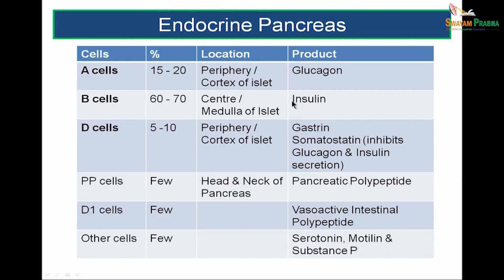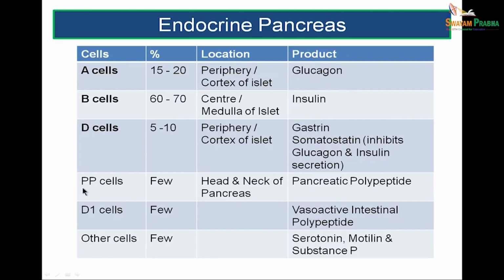Now, all of us know what is insulin. It is the secretion required to bring the sugar levels down, and this insulin is very vital to a diabetic patient. So, this insulin is secreted by the beta cells or the B cells of the pancreatic islets. Next are the D cells or delta cells. They are less in number, 5 to 10%, also placed at the periphery, and they secrete gastrin, somatostatin, which inhibits glucagon and insulin secretion. So, this hormone is going to influence the above two secretions.